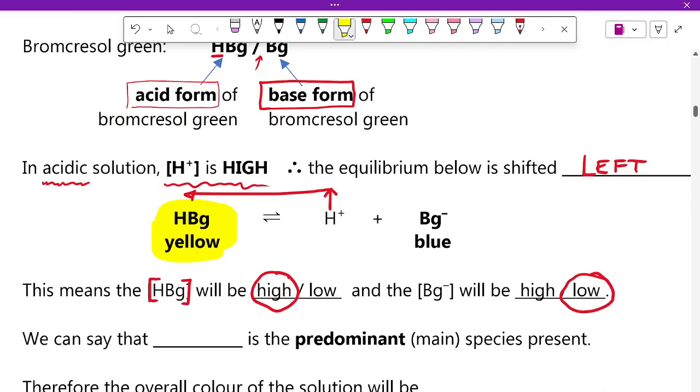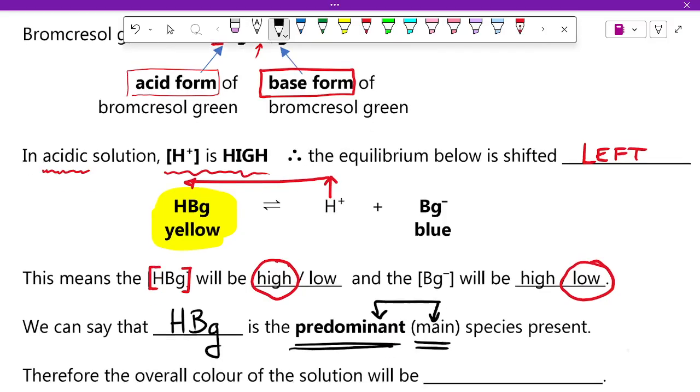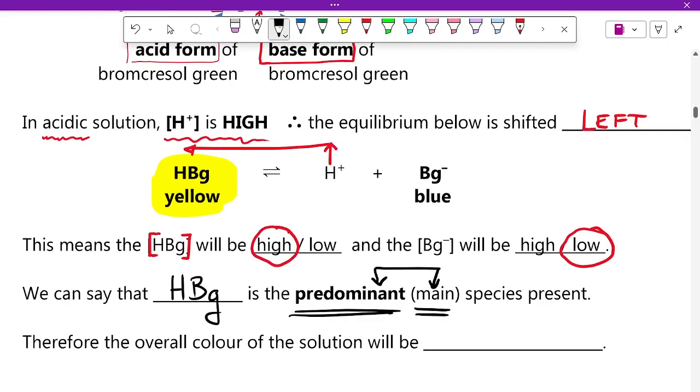So we can say that HBG is the predominant species. Remember, predominant means main. Those mean the same thing. And the overall color will be yellow.